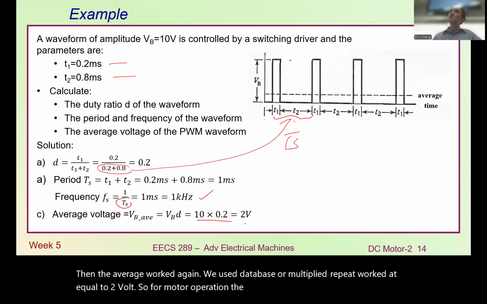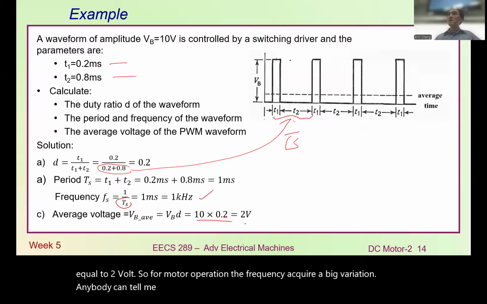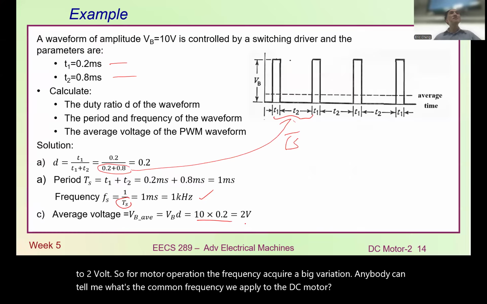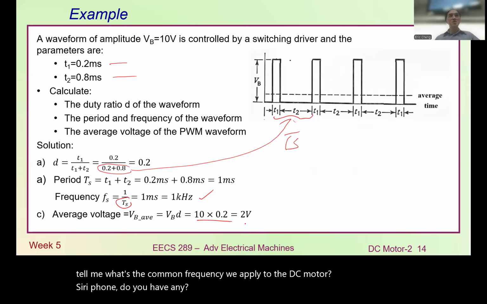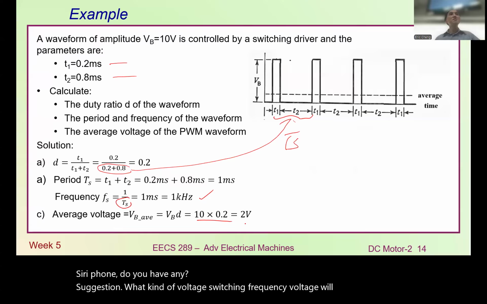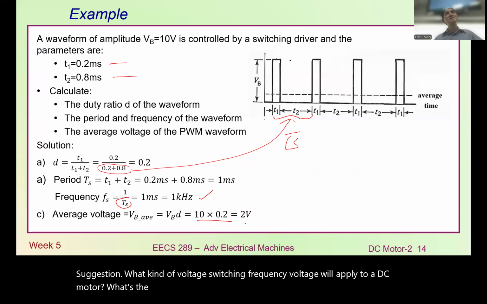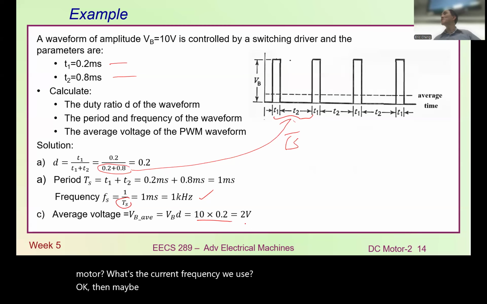Anybody can tell me what's the common frequency we apply to the DC motor? Servo, do you have any suggestion? What kind of switching frequency voltage we apply to a DC motor? What's the common frequency we use? Okay. Manvia, do you have any recommendation? 80 kilohertz? Yeah.